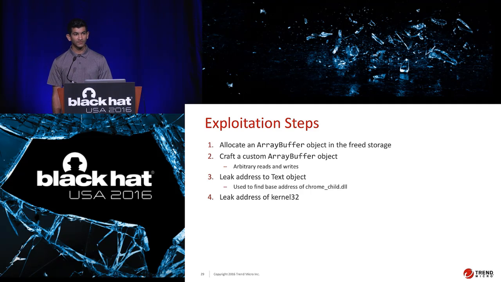One of the key portions of this part of the chain was leaking the address of kernel32. And they did this by leaking the address of a text object, then using the arbitrary reads and writes, they used that to get the address of Chrome DLL. Once they had the address of Chrome DLL, they used that to parse the import address table and find kernel32.